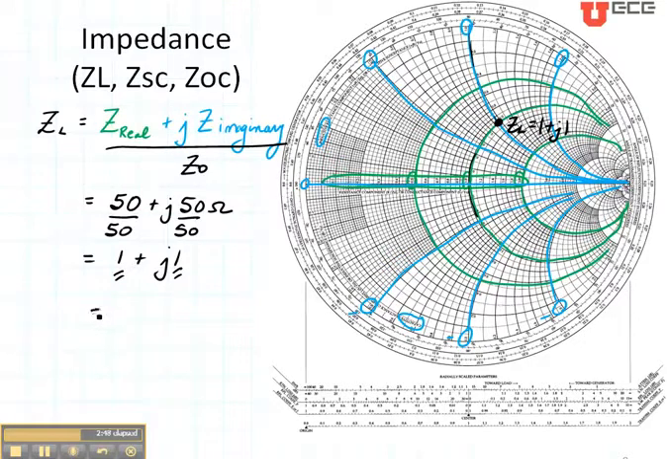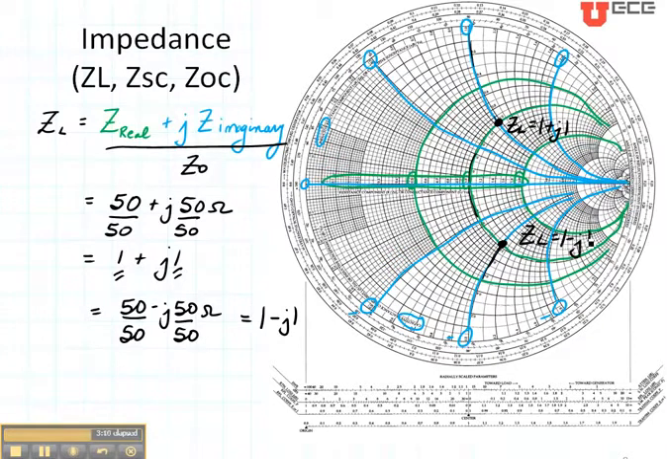Now let's see what would happen if this had been 50 minus J50 ohms. I would still have normalized by my 50 ohm characteristic impedance, and I would have gotten 1 minus J1. So the real circle would be the same. The imaginary part would be this line right here, which is negative 1. So this point right there is ZL equals 1 minus J1.